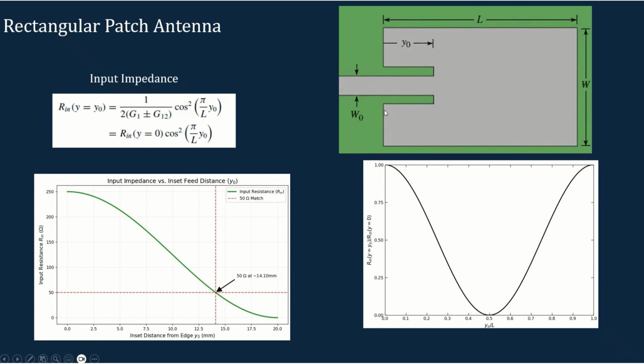Now you know the impedance at this point, and using that value and this equation, that is, you know the impedance at y equal to 0 position, and using this equation, Zin(y) = Zin(y=0) cos square pi by L y0, you can calculate the impedance at every position, and you can find out at which position the impedance is 50 ohm. So you can actually find out y0.